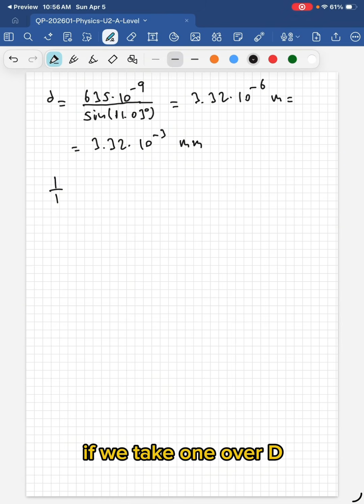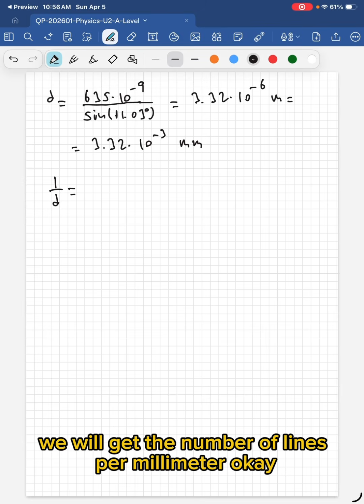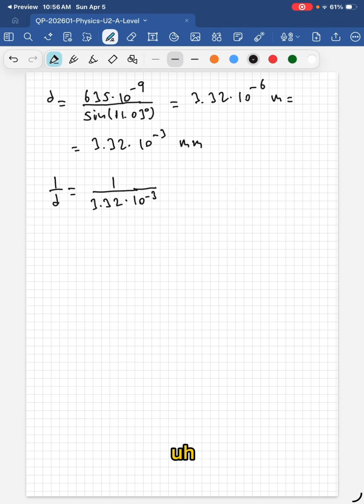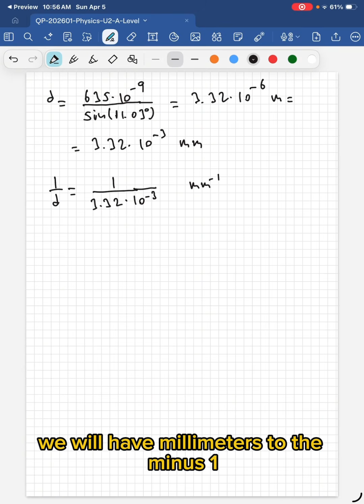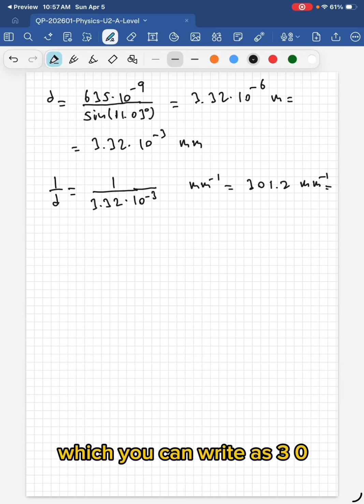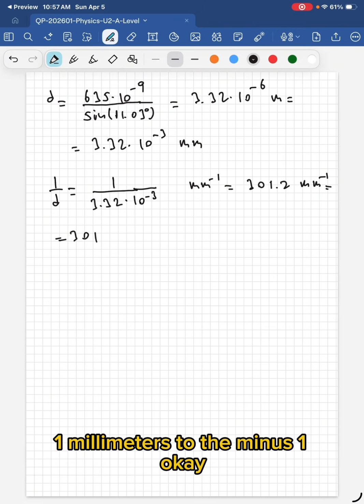If we take 1 over d, we will get the number of lines per millimeter, okay? So 1 over 3.32 times 10 to the negative 3, we will have millimeters to the minus 1, and this yields 301.2 lines per millimeter, which you can write as 301 millimeters to the minus 1. Okay?